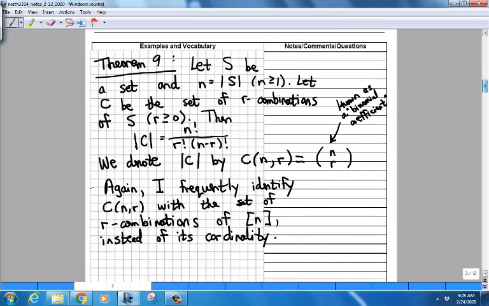So here's the counting theorem that's going to be useful to us. Suppose you have a set again, and let C be the set of all R combinations. So you have a particular choice of R there. Let C be the set of all R combinations from that given set. Then here's how you can count that set of all R combinations.